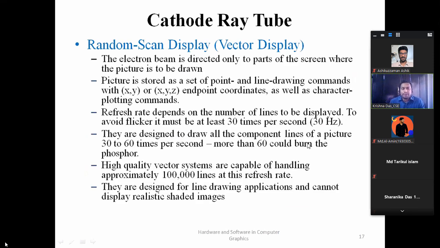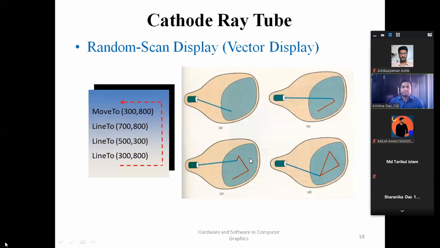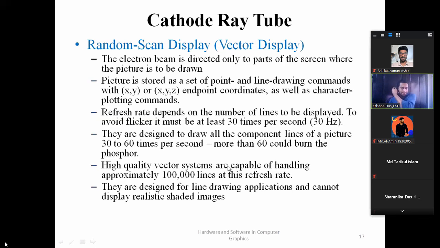Now they can design to draw the lines of a picture 30 to 60 times per second. So the highest range given is 60 times per second. More than 60, and there is a chance of burning the phosphor. Okay, so as you can understand, this is a little bit more powerful drawing mechanism. If it tries to redraw more than 60 times in a second, there are chances of the phosphor on the screen burning out. So 60 is the highest range.